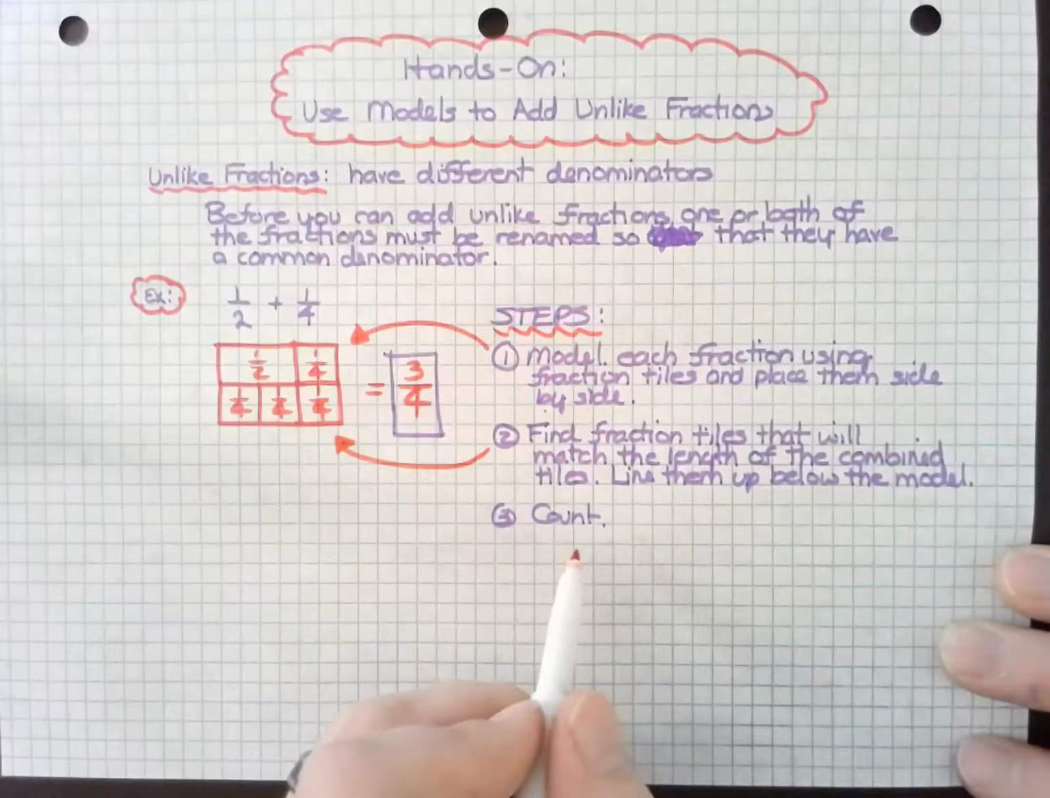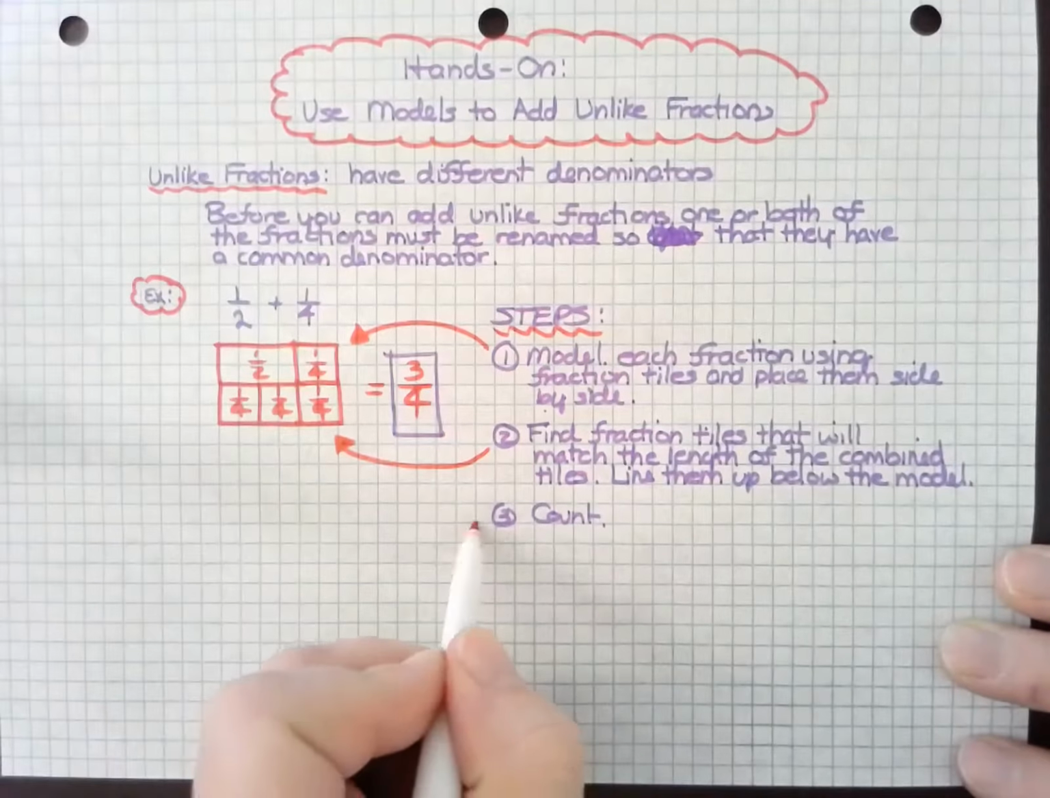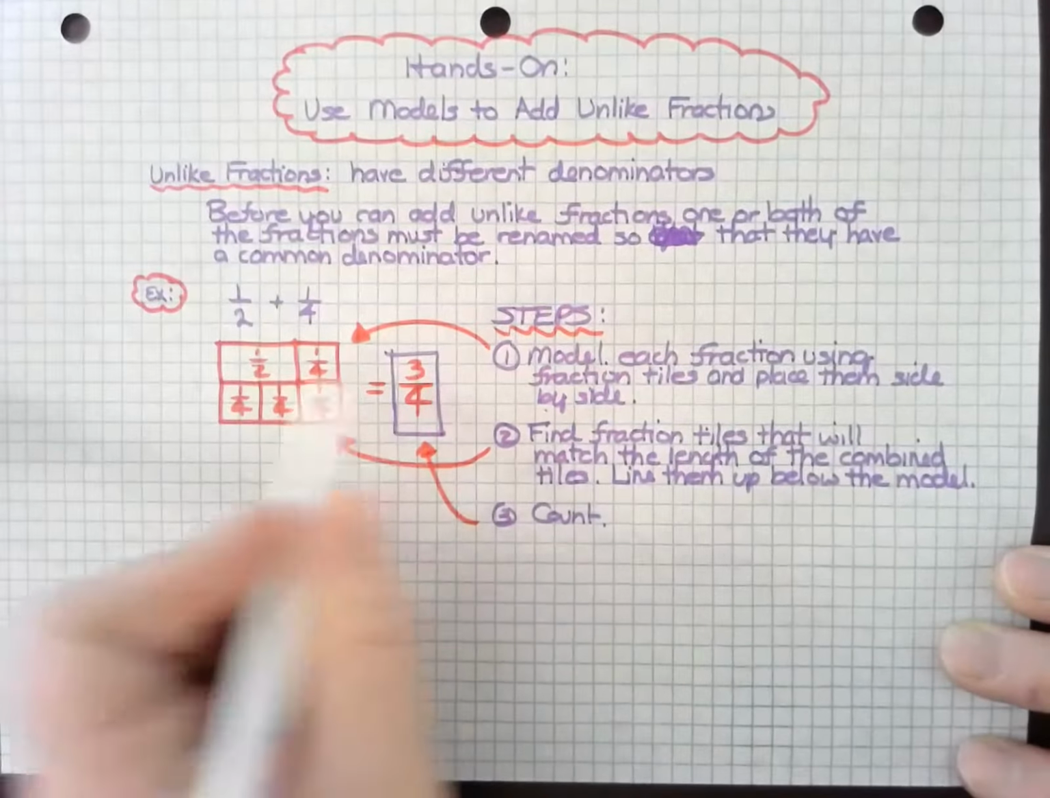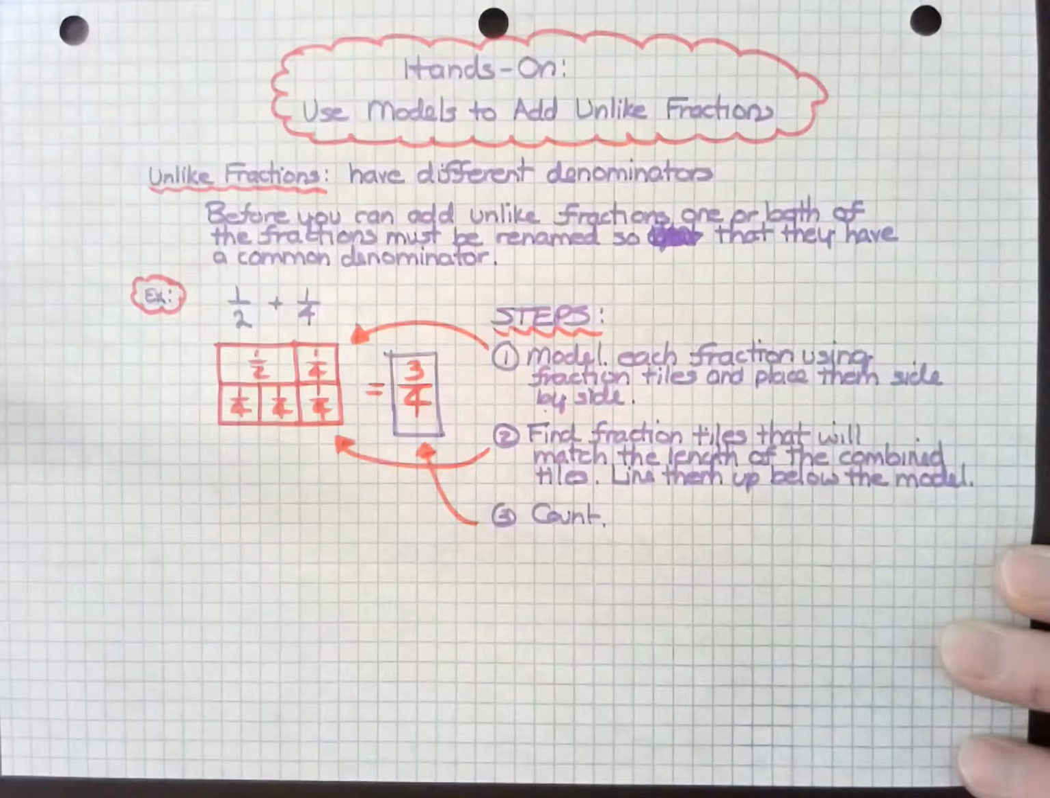And then finally to count and find that total. And that's what I showed right here. So I have 3 total pieces and my denominator is 4.